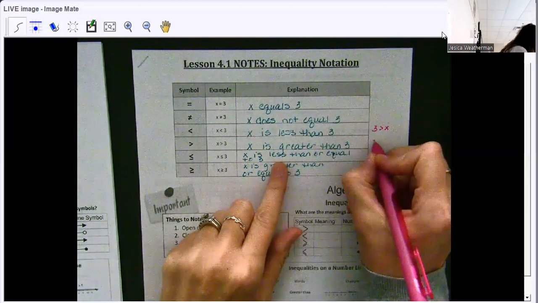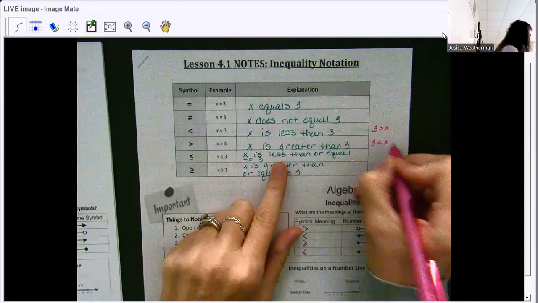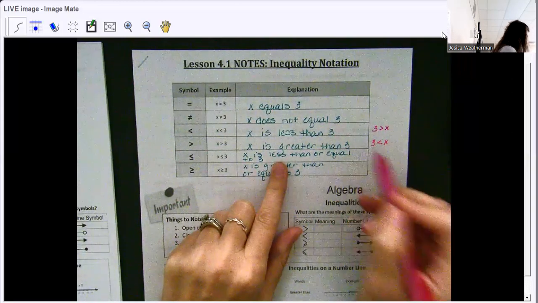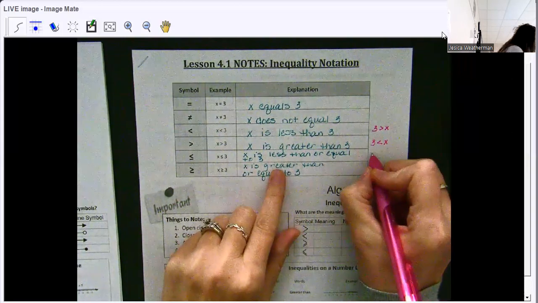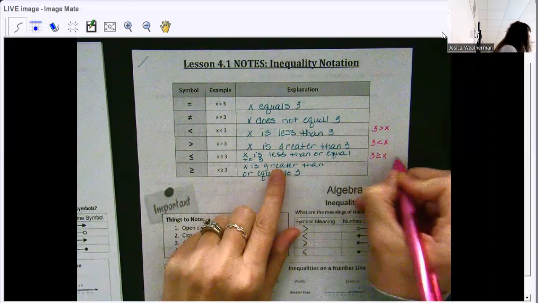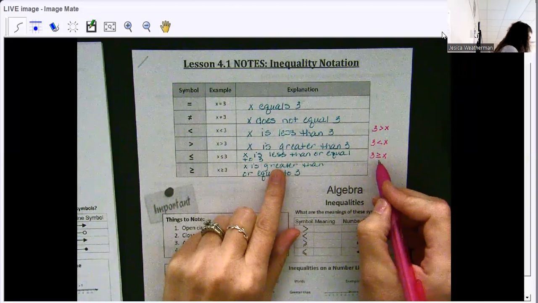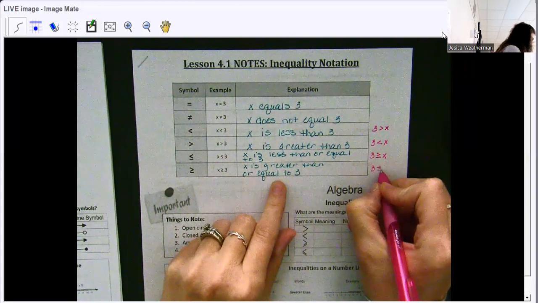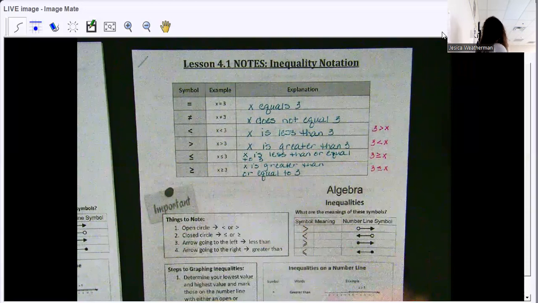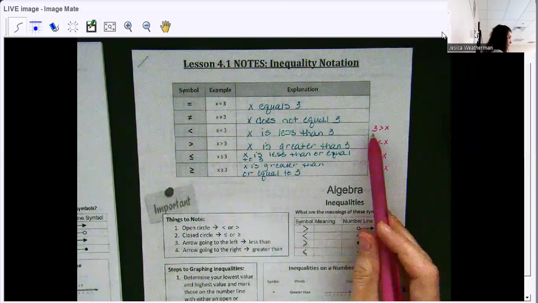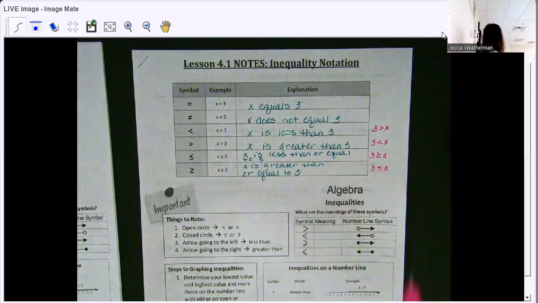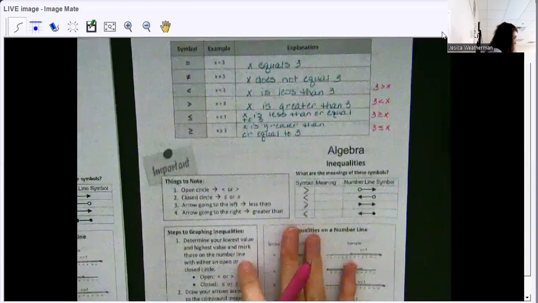I could also write this, and that's telling me that x is greater than 3. This way, x is less than or equal to 3. X is greater than or equal to 3. So don't let that confuse you. Now, what some students do is if they end up with an answer where the number is on the left side, they'll sometimes rewrite it so that it's on the right side, because that tends to be easier for some to read.